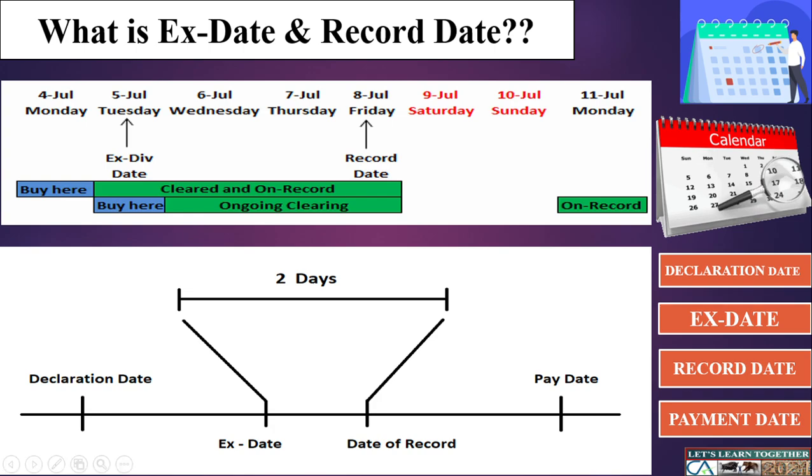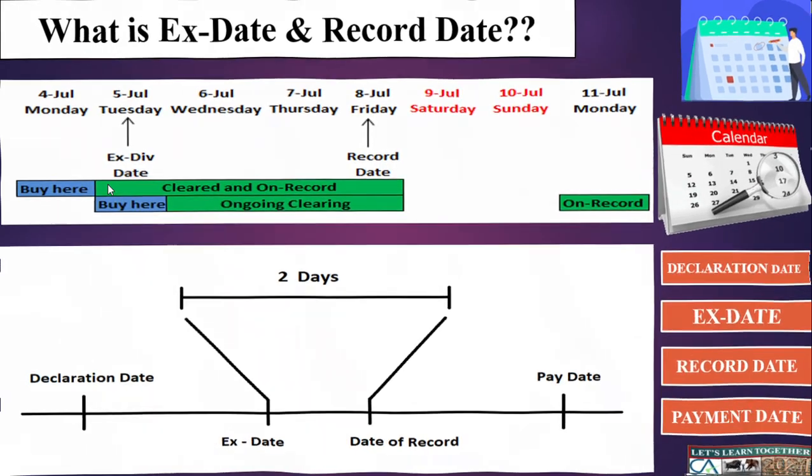I hope this screen helps you a lot with respect to the ex-date and record date. See here, you can see 8th July Friday is set as the record date. So the ex-date will be 2 business days prior to the record date, that is, 5th July Tuesday is the ex-date.